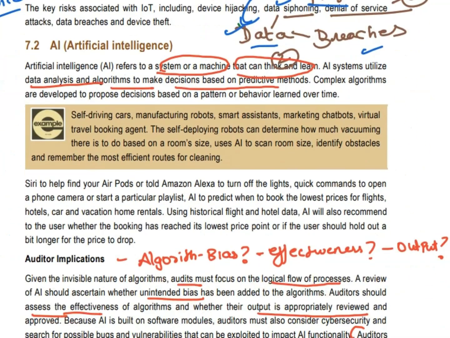Next, we are moving on to artificial intelligence. Artificial intelligence refers to a system or machine that can think and learn. It is going to use data analysis and algorithms for making decisions based on predictive methods. It's going to predict something, and on that basis it's going to give some decisions. Examples are self-driving cars, robots, etc.